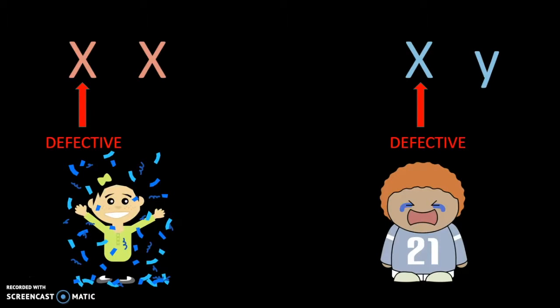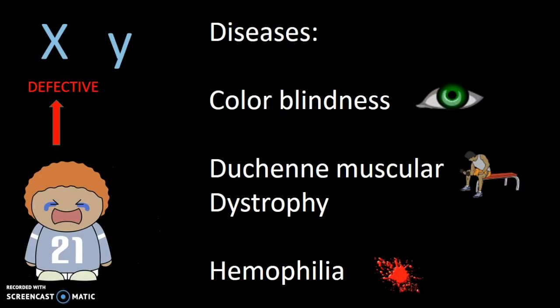While women are able to be okay with a defective copy of the X chromosome, things are a little more complicated for men. Since men only have 1 X copy, this defective X chromosome can lead to X-linked diseases, such as colorblindness, hemophilia, and Duchenne muscular dystrophy.